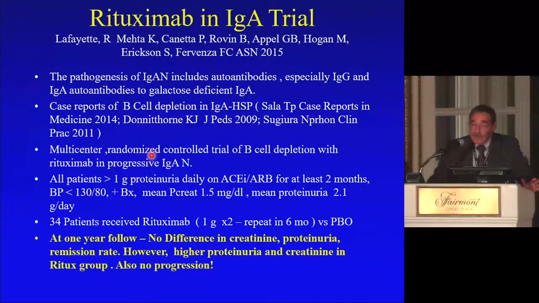There is a multi-center randomized controlled trial that looked at patients with over a gram of proteinuria on ACE inhibitor or ARB for at least 2 months. The mean proteinuria was 2.1 grams a day, the mean creatinine 1.5. 34 patients received rituximab versus placebo.